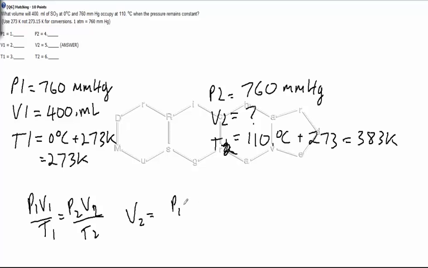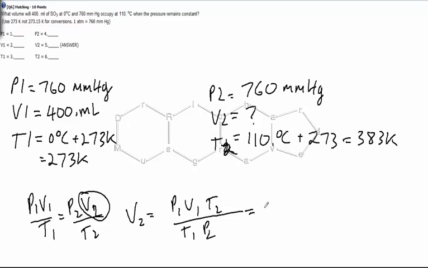Alright, so what we're looking for here is V2, so I'll go ahead and isolate V2, and that would be P1 V1, and then I'll multiply that by T2, bring that up to the top, and T1 P2, so we take the P2 down to the bottom. That isolates the V2 for us.